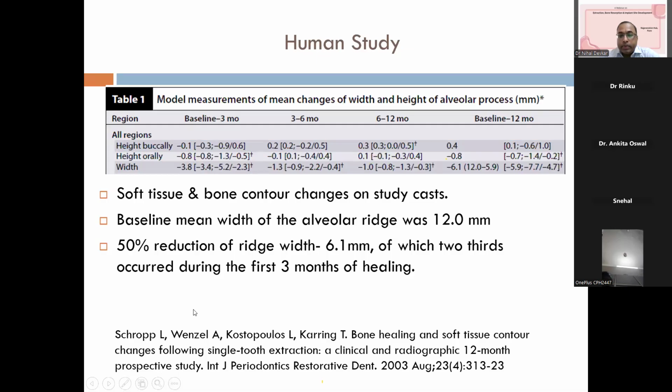Another study, Schropp conducted in 2003, they observed the healing and soft tissue contour changes following single tooth extraction. What they observed was soft tissue and bony contour changes on study casts. The baseline alveolar ridge was 12 millimeters, but there was a 50% reduction of the ridge width. That is, it came down to 6.1 millimeters after extraction, of which 2/3 occurred during the first 3 months of healing.